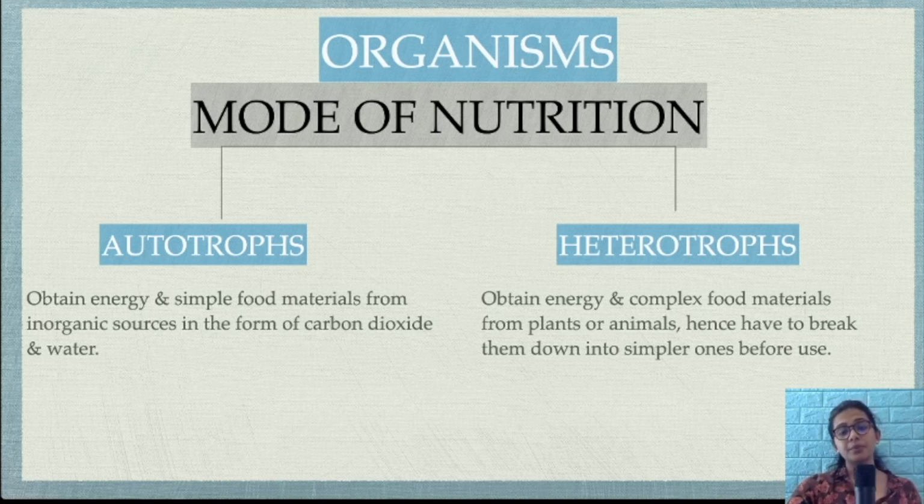Whereas heterotrophs, they obtain energy and complex food materials from plants or animals, and hence they have to break them down into simpler ones before use. We had learned in the last lesson, right, that organisms need to convert all the variety of food they take in into a uniform source so that the body can use it more easily, right? So this conversion needs to be done mainly in heterotrophs because their food materials are more complex and they obtain it from plants or animals, right?